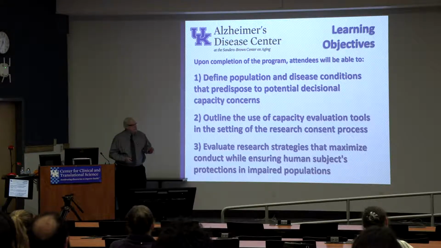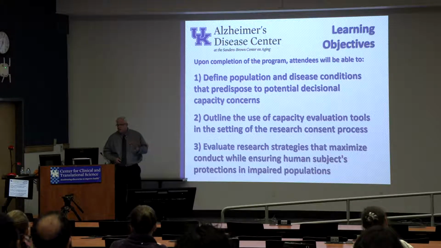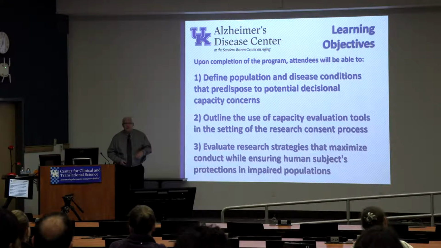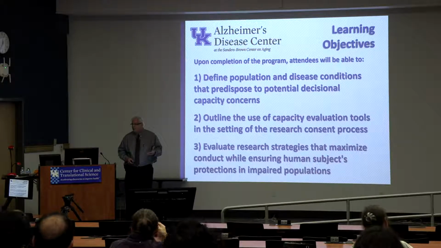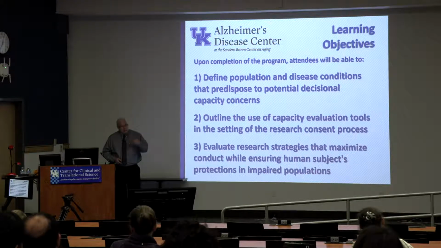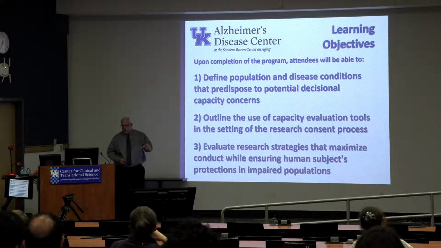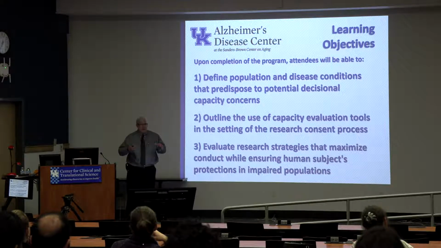So our objectives today, as we already went over, are to look at populations, disease conditions that predispose to decisional capacity concerns, to look at capacity evaluation tools, and to also talk about some real-world examples and potential research strategies that each of us may adopt.